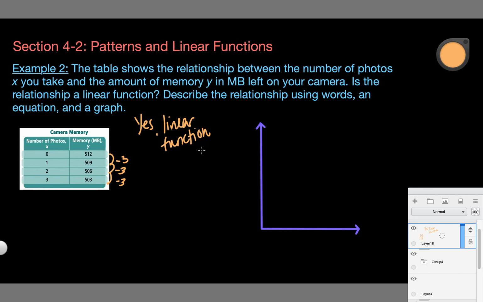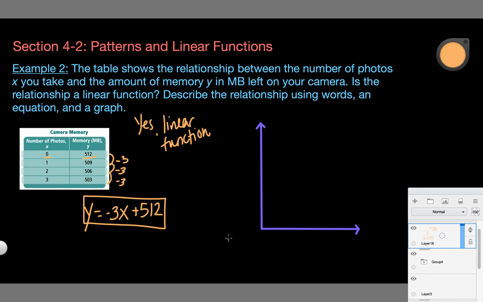Okay? So next up, what we want to do is write our equation. So remember how in the last problem I told you that whatever this constant value is, you multiply it to x, and then you add whatever the y value would be at 0. And we actually have 0 here. So 0 is in line with 512. So this is your equation. You guys can write in words what happens. We know what happens. Every single photo you take, 3 megabytes are taken away, 3 less megabytes are left on your camera.